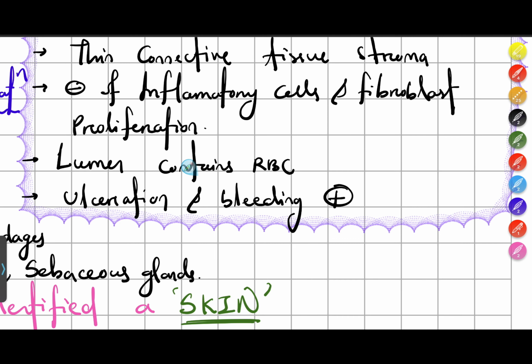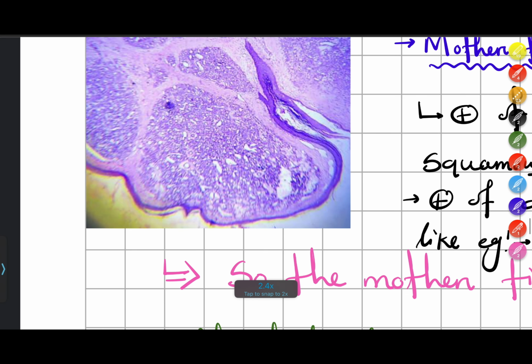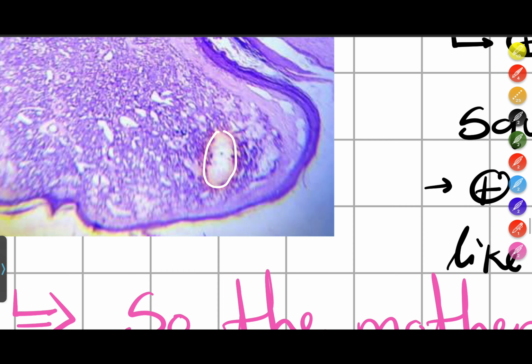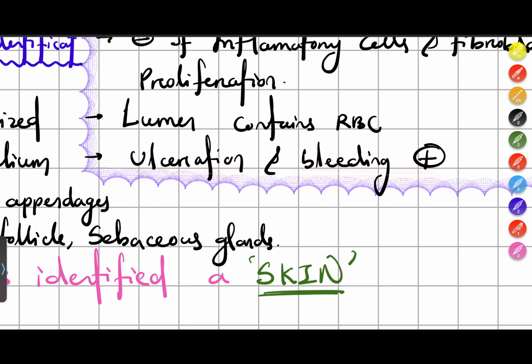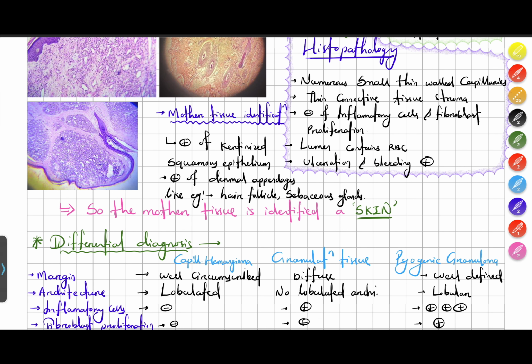The lumen contains RBC. This is the small capillary. These are the small capillaries and their lumen is filled with RBC. And there may be presence of ulceration and bleeding. So these are the histopathological features.